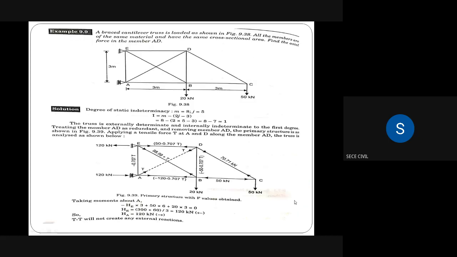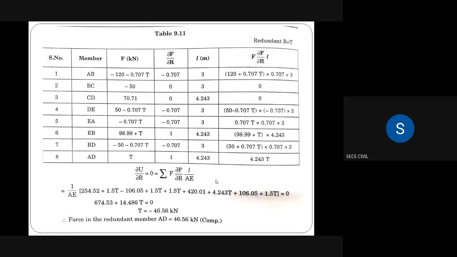Okay. So finally, we are taking joint A. We have to draw the free body diagram for joint A and we have to calculate the remaining member forces. FAE is equal to minus 0.707 T. Okay. So we have to calculate the member forces only. After removing member EAD, the total number of members in the given structure is 7. We have to calculate all the forces in those 7 members.